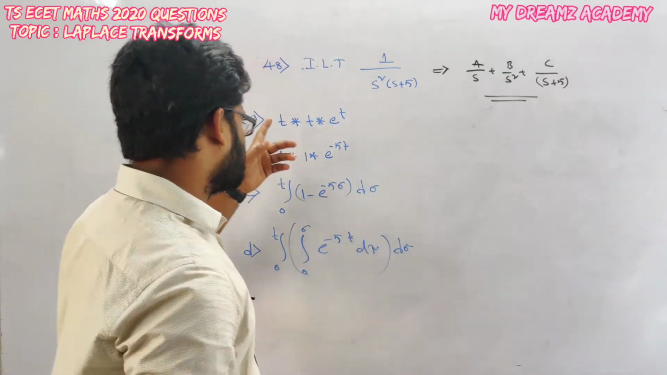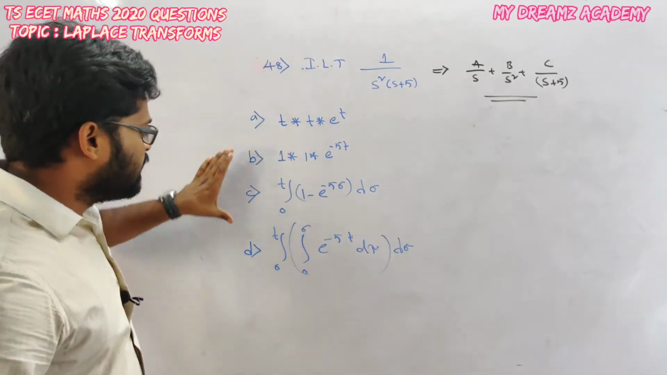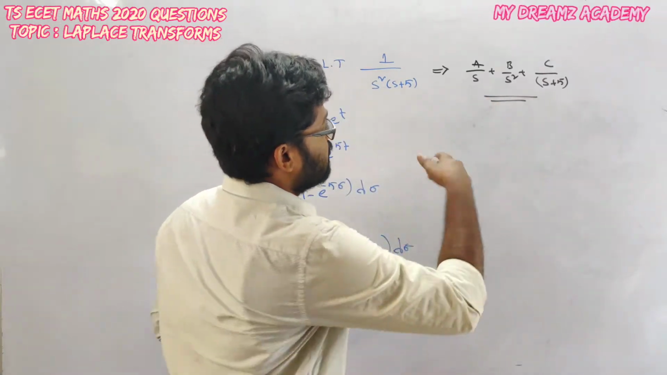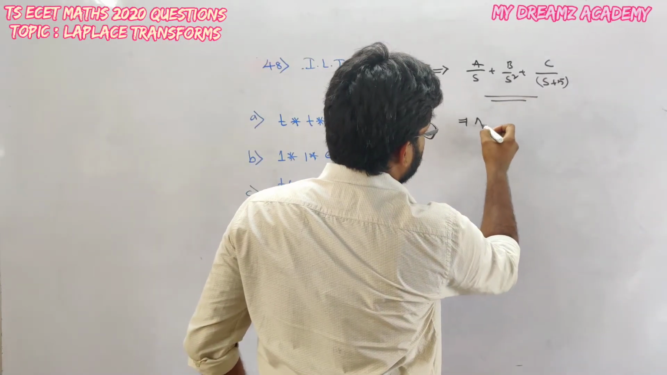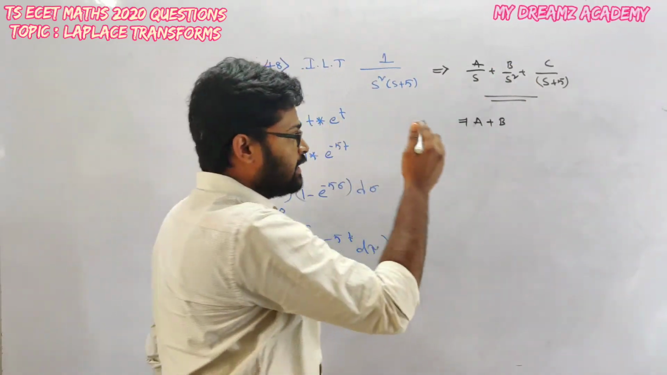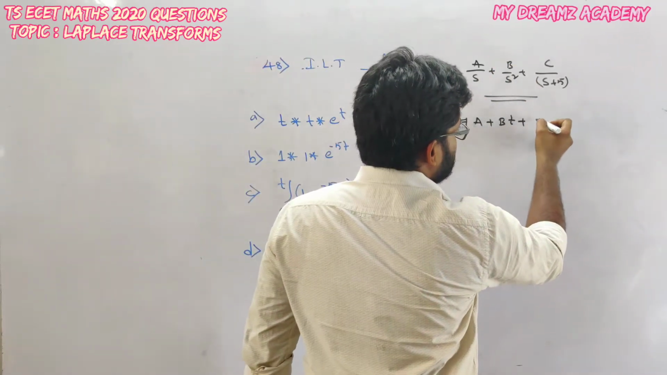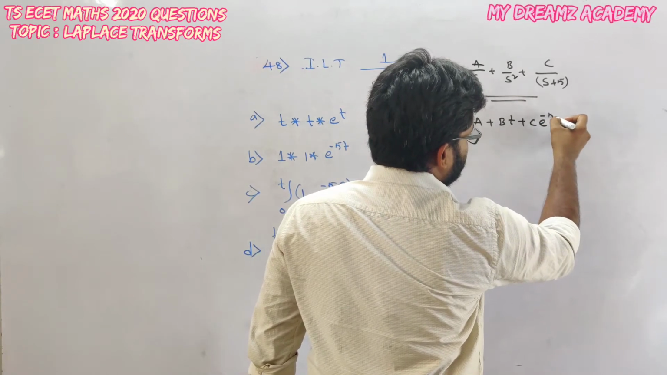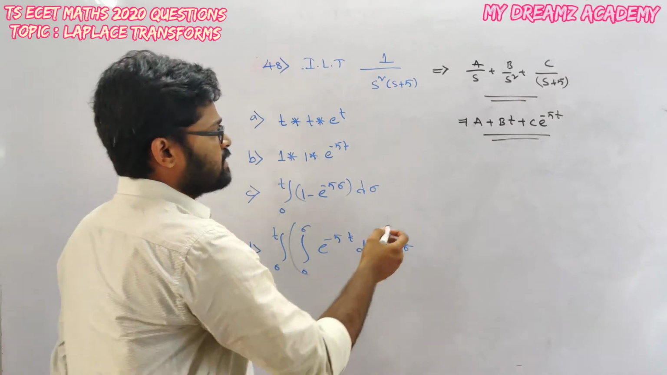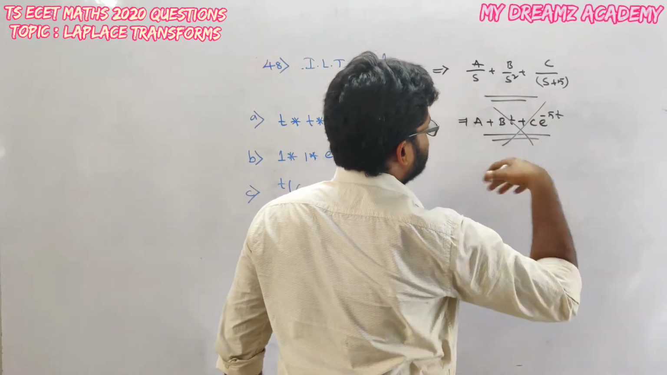But see the options. Is there any other option like this? It will be in the form of like this: a plus Laplace inverse of 1 by s square is bt plus Laplace inverse of this one is e to the power of minus 5t. Is there any option like this? No option is like this. So we need to do something for that.